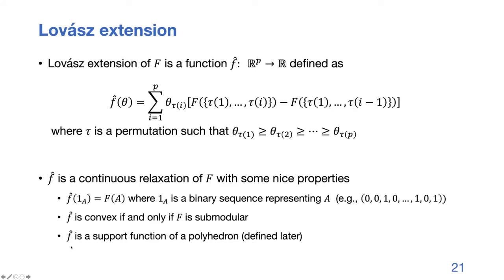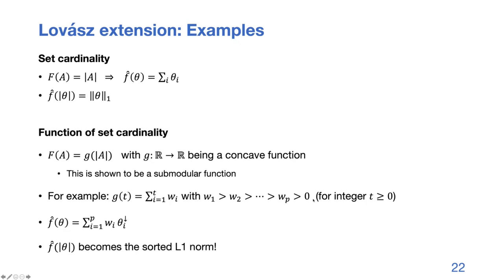And the Lovász extension is a support function of a particular polyhedron defined later. So I'm not sure I have time to explain this, but this is particularly important for us to derive degrees of freedom. Okay, so I will give some examples of Lovász extensions.